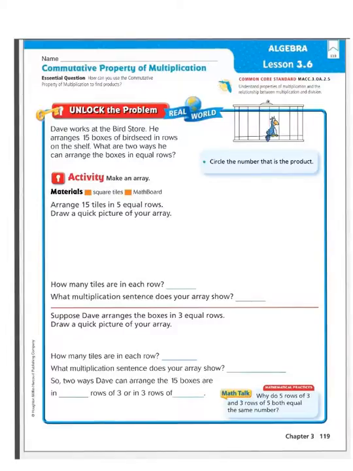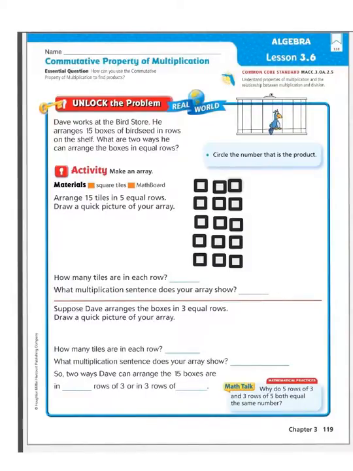Dave works at the bird store. He arranges 15 boxes of birdseed in rows on the shelf. What are 2 ways he can arrange the boxes in equal rows? So in the word problem, it tells us that there are 15 total boxes of birdseeds in rows on the shelf. So what are 2 ways he can arrange the boxes in equal rows? So it says, arrange 15 tiles into 5 equal rows. Draw a quick picture of your array.